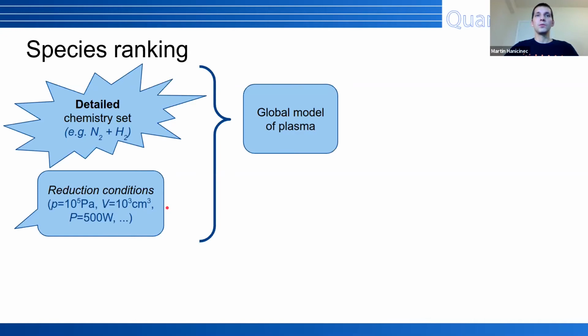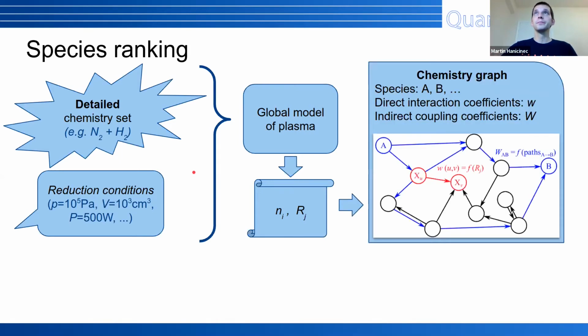So we start with these two and we feed those two to a global model of plasma. In my work, I use a plasma global model which I developed specifically for this. It's a Quantemol in-house model, the same model the QDB website uses and the QDB application will use, the same model as Sebastian showed you in the previous presentation. The global model in turn gives us densities and reaction rates of all the species and reactions.